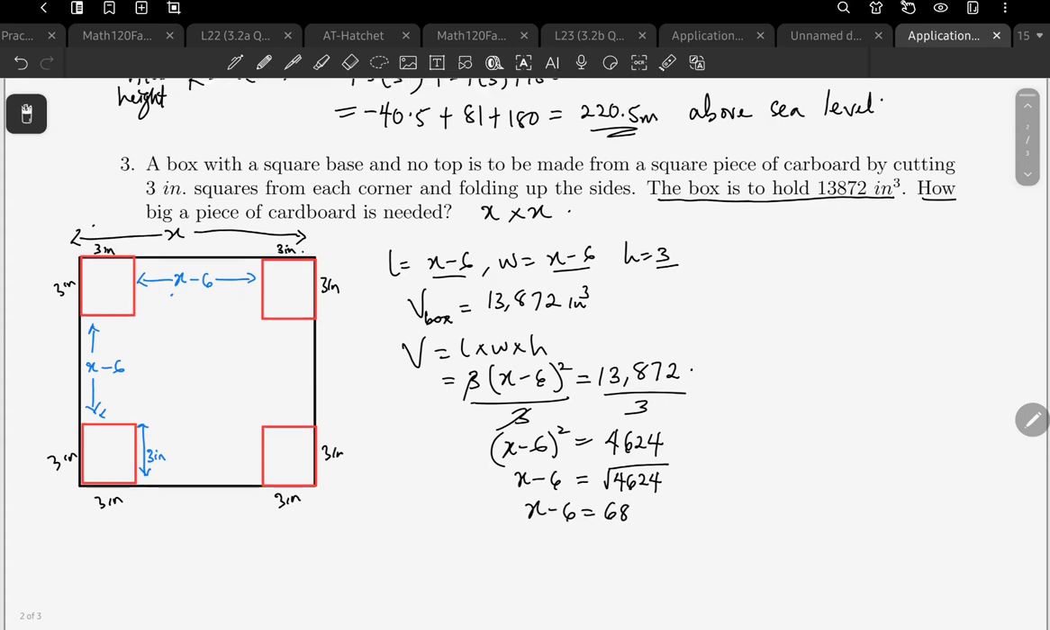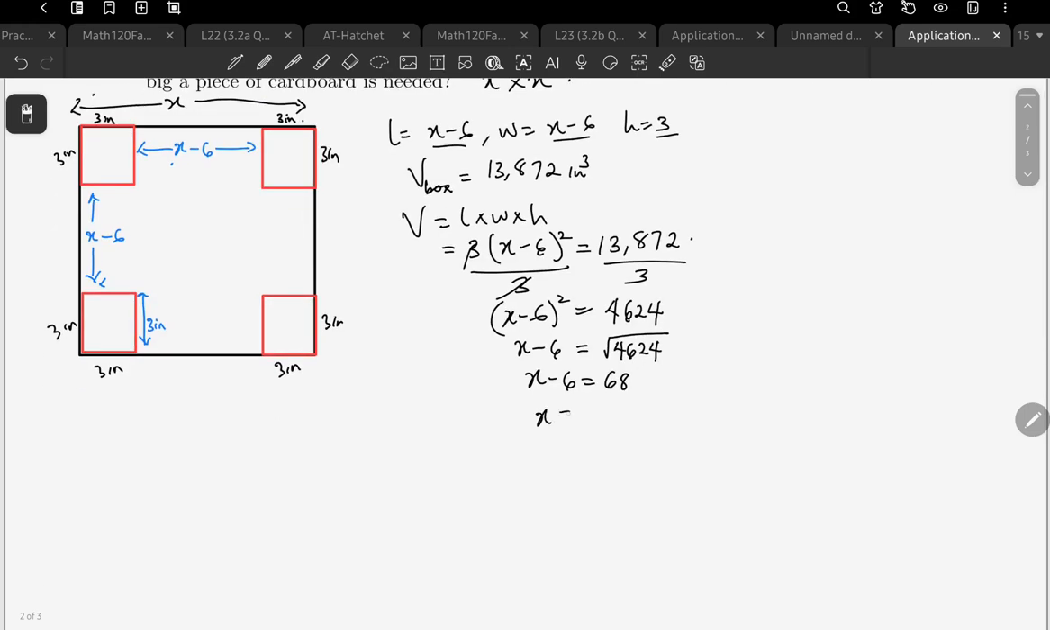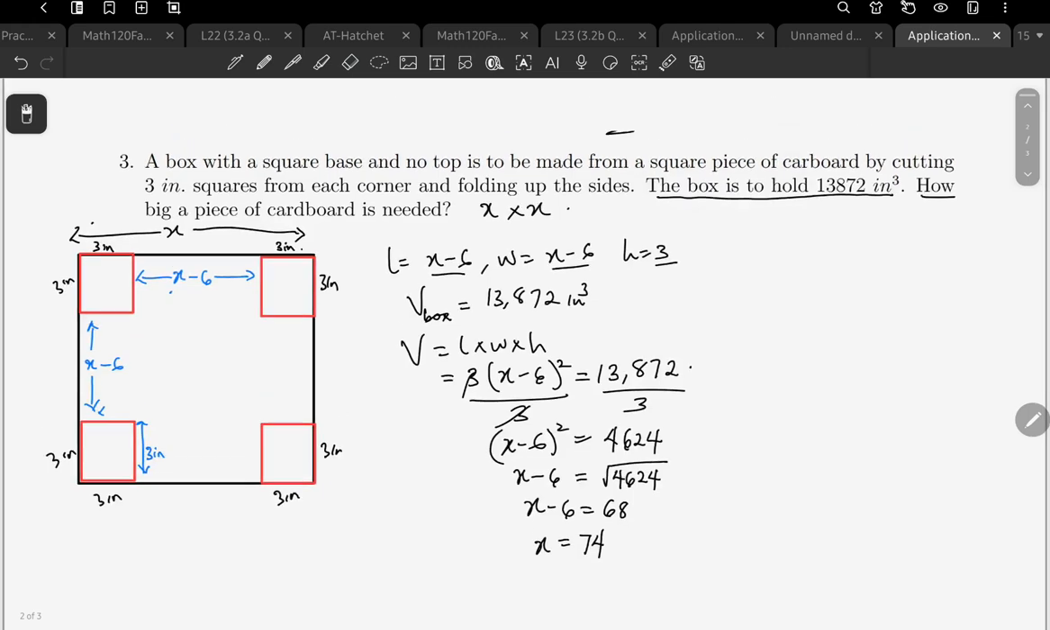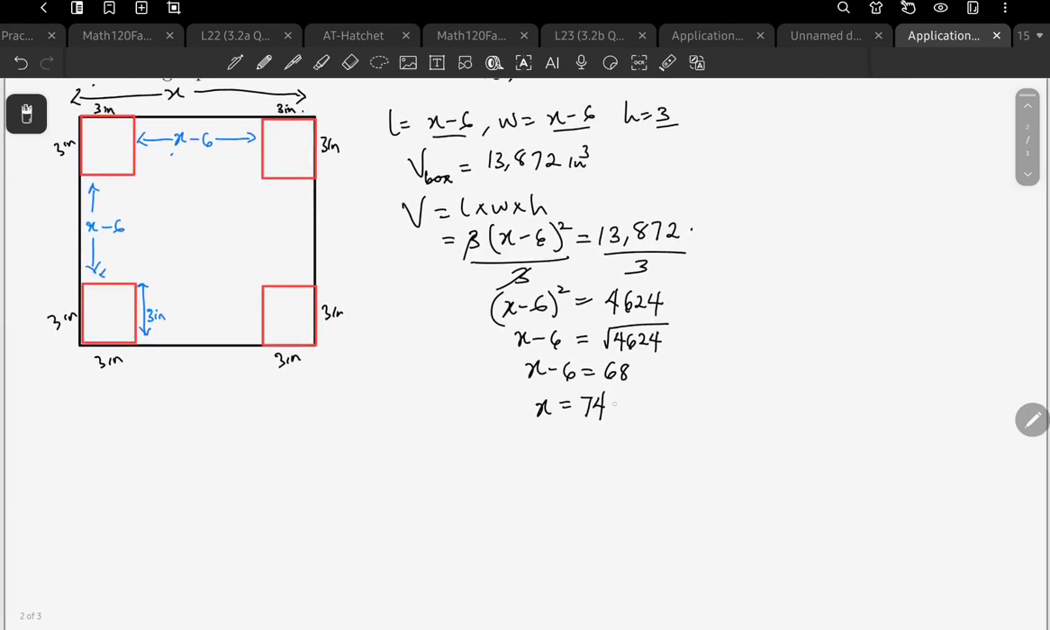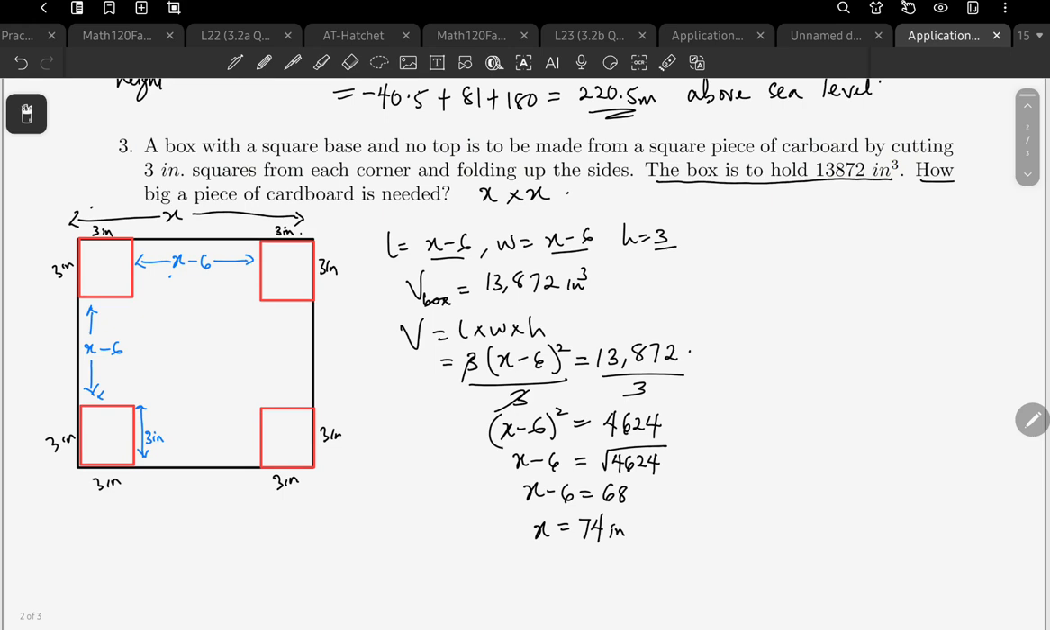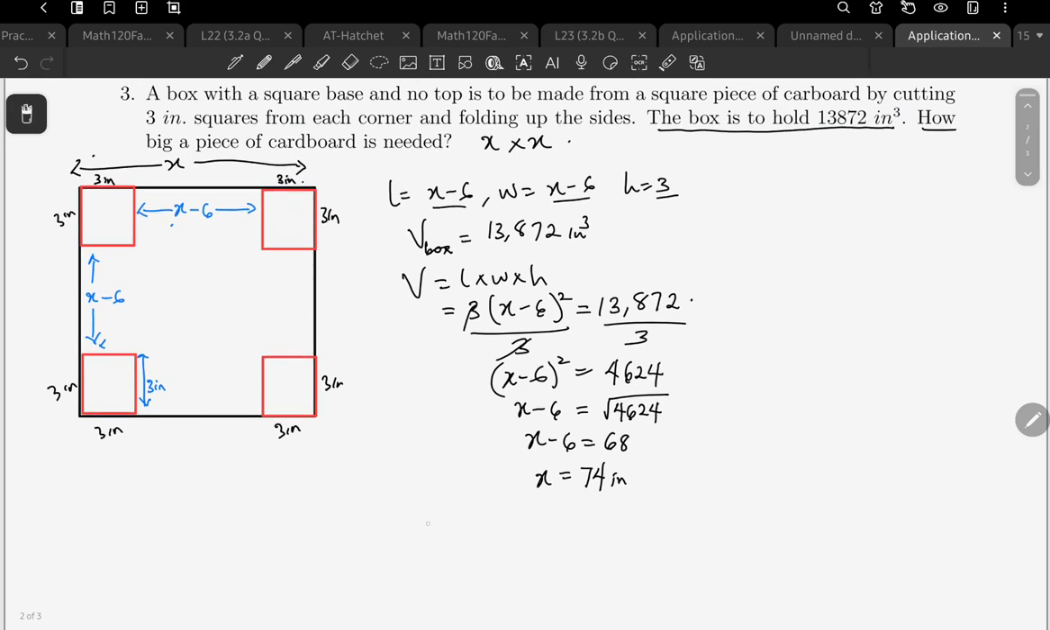So we add 6 to both sides. That gives us x equals 68 plus 6, which is 74. Is this centimeters or inches? Inches. So the cardboard that we need to form a box that will hold a volume of 13,872 inches cubed has to be 74 inches by 74 inches.